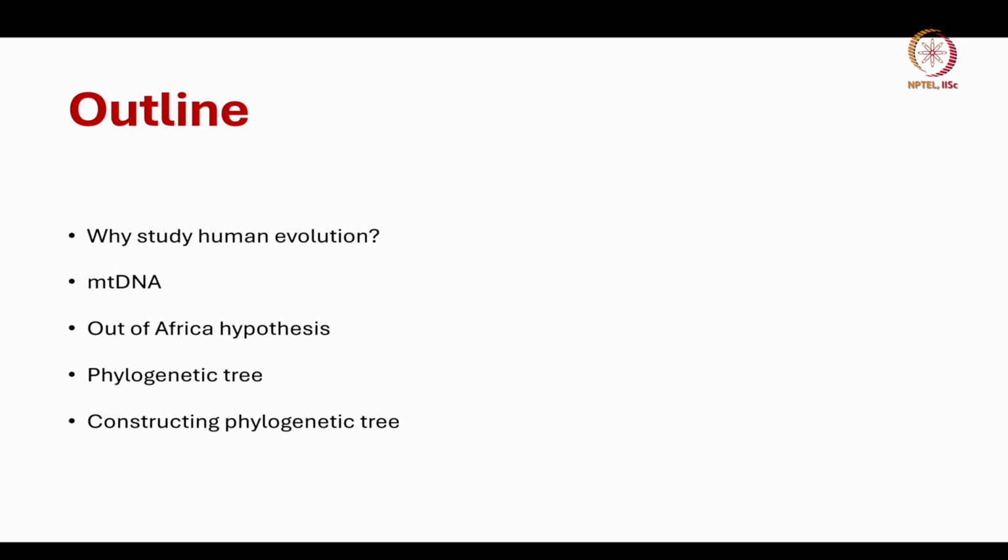And then we'll see a bit about phylogenetic trees, because in this demo we are going to use phylogenetic trees to test this out of Africa hypothesis. And then finally we'll jump into our demo where we'll use some publicly available mitochondrial DNA sequences and build a phylogenetic tree using those sequences. And then we'll see using that tree how we infer that early humans originated in Africa and then they spread to the rest of the globe.